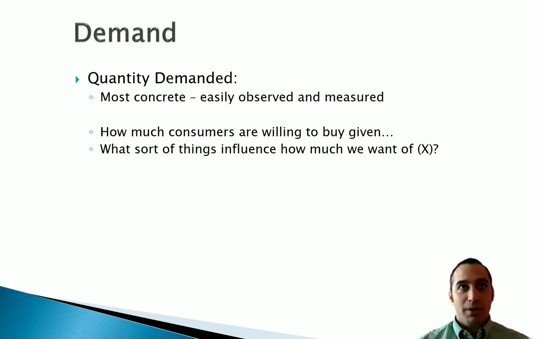We're going to start here because this is the most concrete and most easily observed and measured of the demand measures. Quantity demanded is quite literally that. It is the quantity of some good, say salmon fish, that people have demanded.